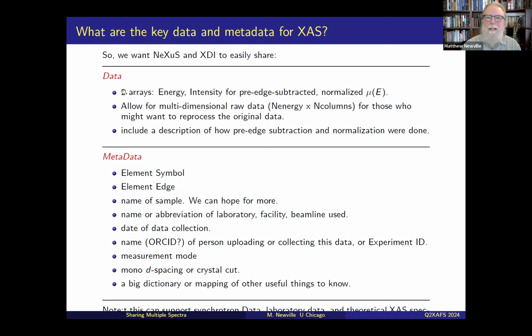Okay, so to recap: data, two arrays, energy and intensity, pre-edge subtracted, normalized, and then you can allow for multi-dimensional data. Include a description of how you did that. And I'll show you some examples. And then metadata. This can support laboratory data and theoretical XAFS as well. At least in principle, we can support those without too much trouble.